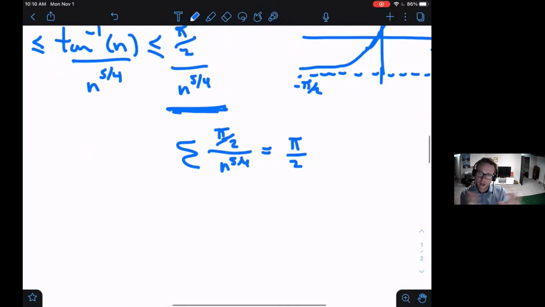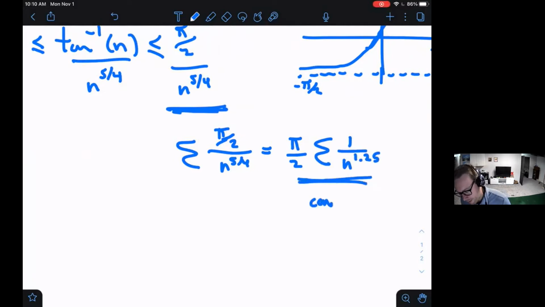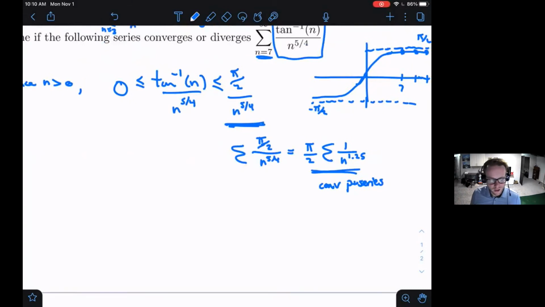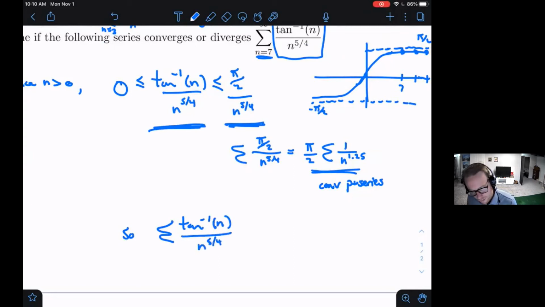We could pull out this pi over 2 using our rules of series there. And then this is summing up 1 over n to the 5/4, where p is 1.25. So this is going to converge by the p-series test. And so since a larger thing converges, a smaller thing will also converge. So our smaller original series, which was more complicated, converges by the direct comparison test.